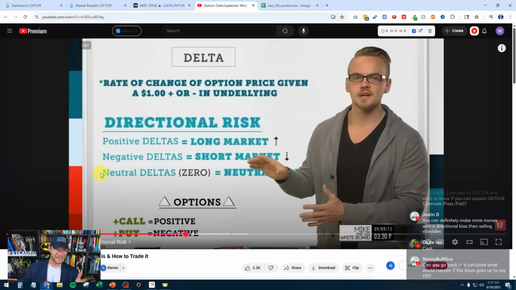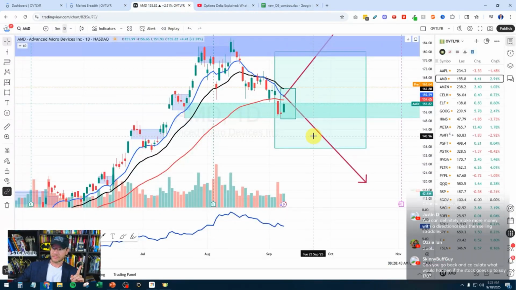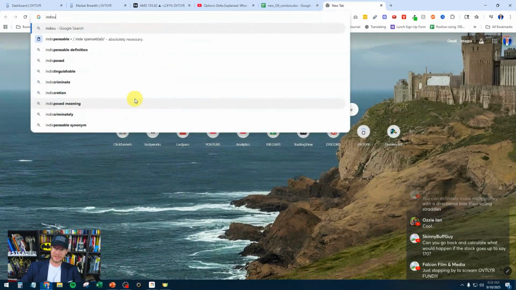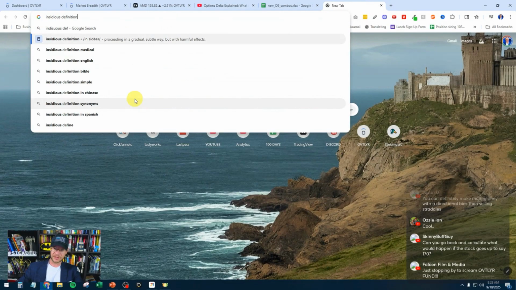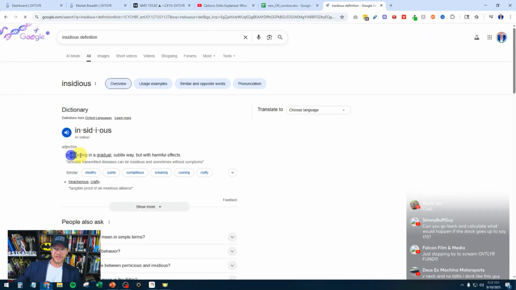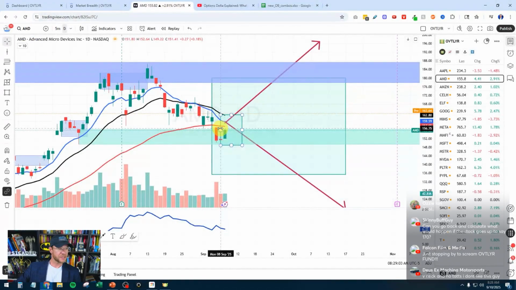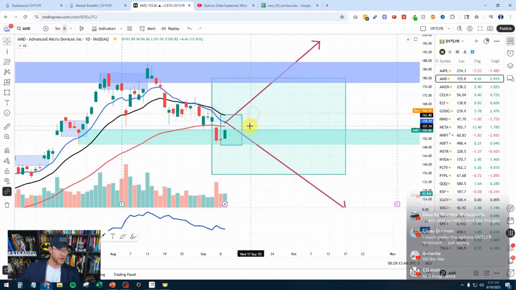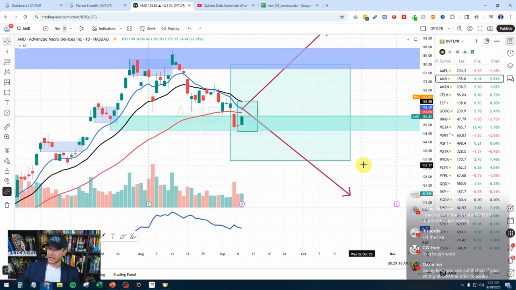Selling options is an insidious game because, to this point, right? Let's define insidious real quick. Insidious definition. I know I spelled it wrong. Proceeding in a gradual, subtle way, but with harmful effects. Okay? In a gradual, subtle way with harmful effects. Insidious meaning on a day-to-day basis, you have to sit there and get punched in the face over and over and over, because you're thinking, well, I've got time.